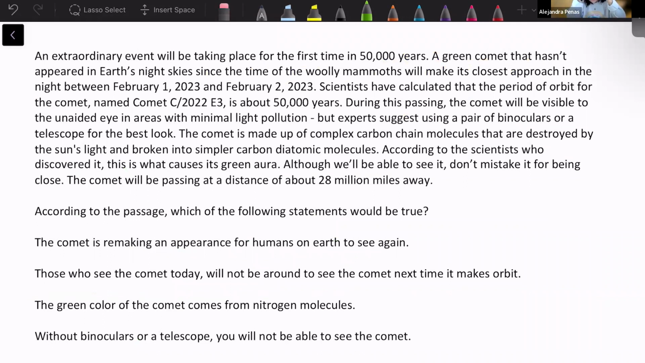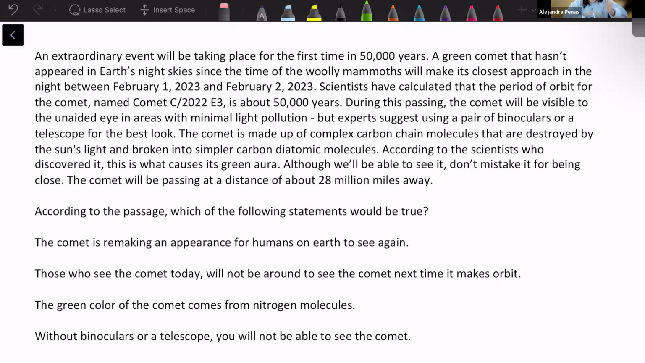According to the passage, which of the following statements would be true? So this is the opposite of what we saw before, which was not true. This one is like, okay, which one is true? Which means 3 of these are going to be super wrong and only one of them is going to make sense.